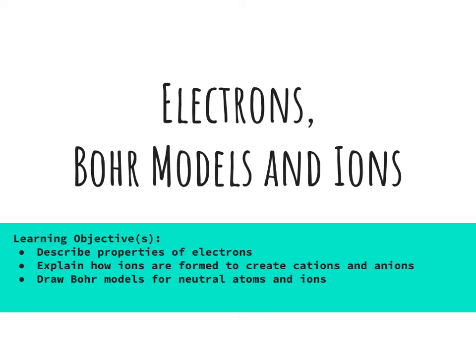So for today's lesson, we're going to be learning about electrons, Bohr models, and ions. Some of the learning objectives that we're going to hopefully reach today are describing properties of electrons, explaining how electrons are formed to create cations and anions, and drawing Bohr models for neutral atoms and ions.